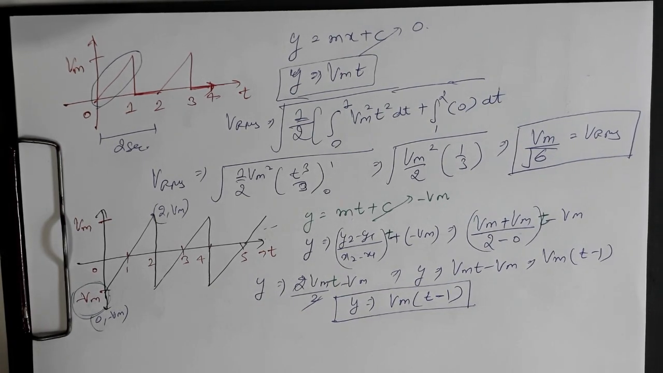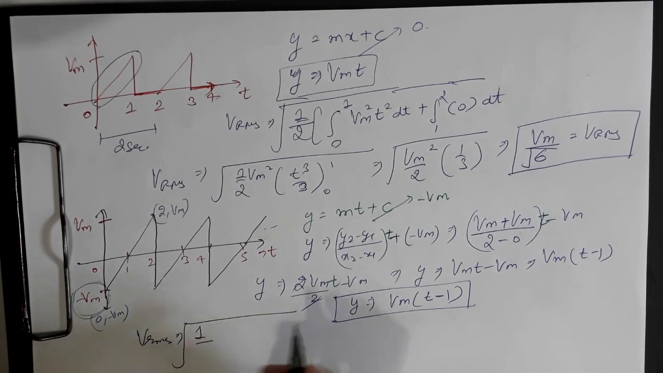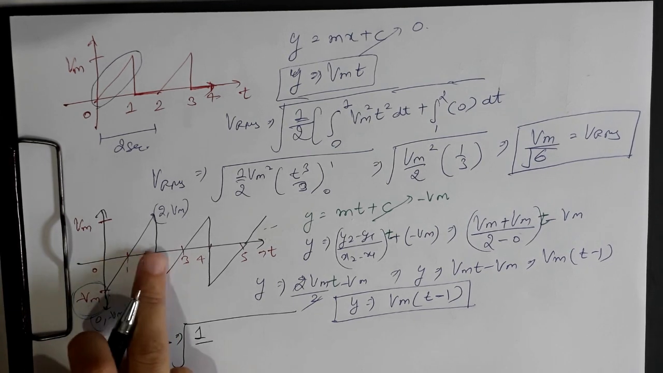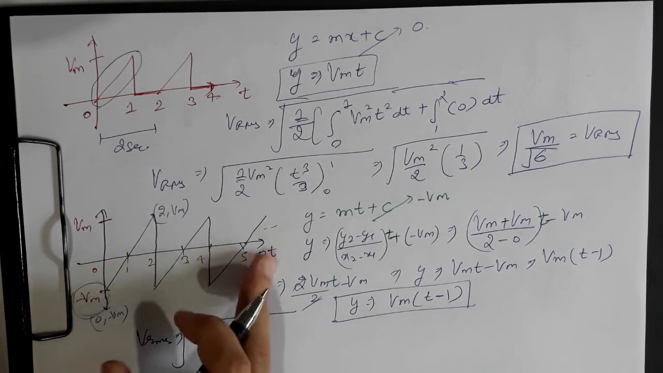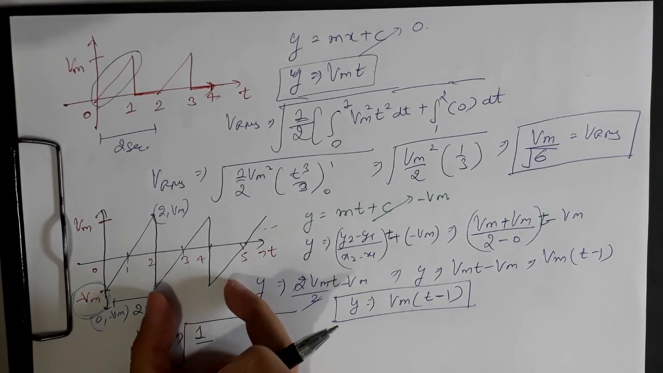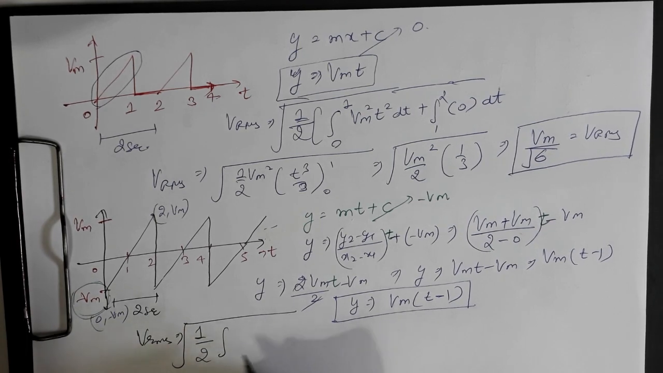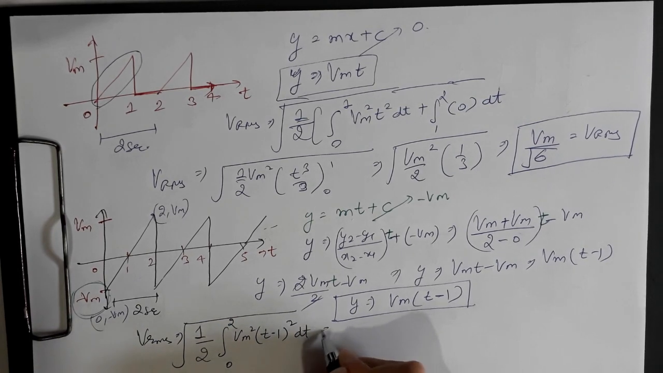Same procedure following. VRMS is 1 upon, here time period is 2 seconds because after 2 seconds the waveform is repeating. देखिए यहाँ पे 2 सेकेंड है हमारा टाइम पीरियड, उसके बाद सेम वेवफॉर्म रिपीट होती जा रही है. So 1 upon 2 from 0 to 2, put this value Vm square t minus 1 whole square into dt.